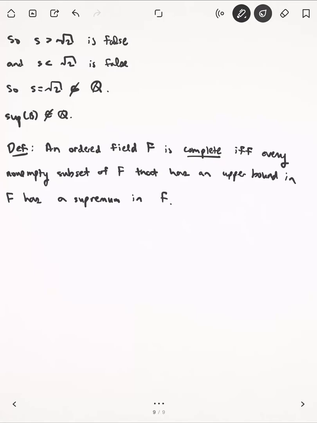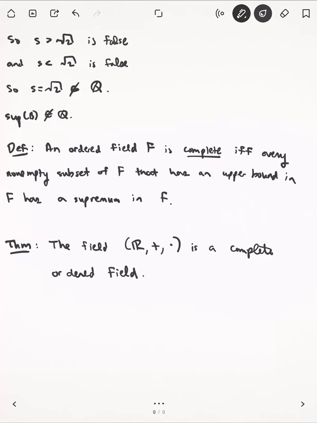This does not fail for the real numbers. So that's the theorem. The field R plus with multiplication is a complete ordered field. All right. So hopefully that gave you a good taste as to why the real numbers are so much cooler than the rational numbers. And this gives really nice properties to real numbers as compared to rational numbers. And yeah, so that concludes this section.